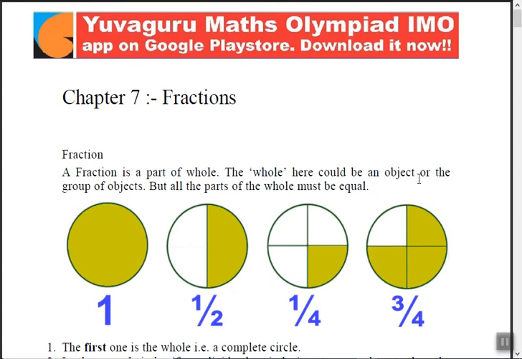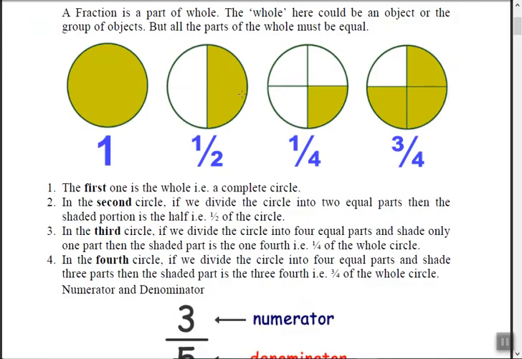The whole here would be an object or a group of objects, but all the parts of the whole must be equal. Must be equal means what? If this part is not equal to this, then you can't say 1/4 or 3/4 or 2/4, because if these parts are not equal, you can't group them. Here, the first is whole, second is half, third is 1/4, and fourth is 3/4. If these weren't equal, then you can't group them as 3/4 or 1/4 or anything like that.